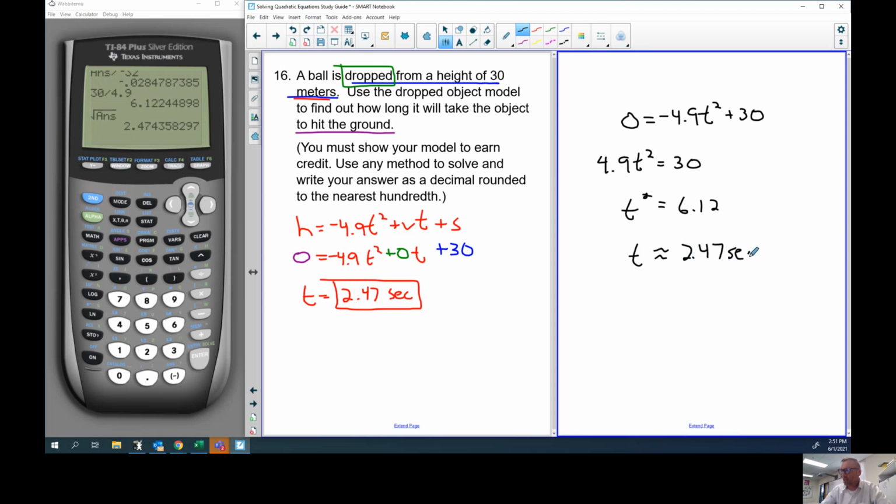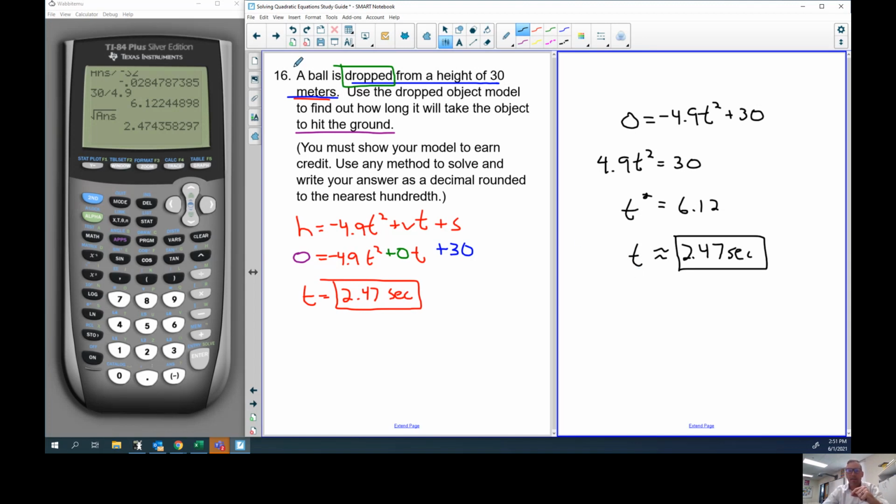All right, I've talked long enough. Hopefully this is beneficial to you. I graphed every single problem. Some of them I did multiple ways. We learned a little something new about the dropped object model. It's either negative 16 t squared plus vt plus s, where v is initial velocity and s is starting height, or negative 4.9 t squared plus vt plus s if you're dealing in meters and meters per second.